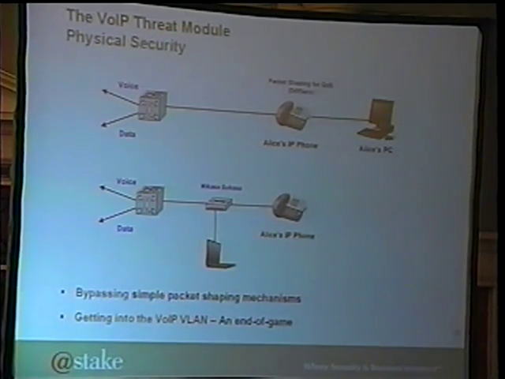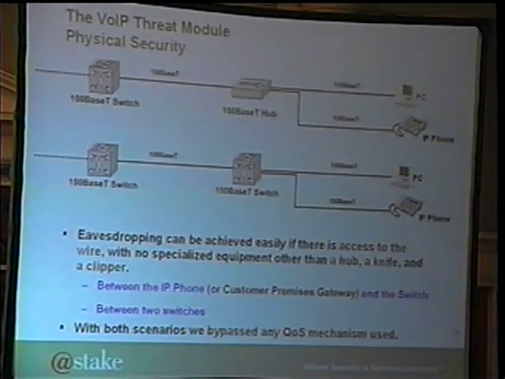And over the voice VLAN, all the party starts, because then I can directly hit all the infrastructure and I can hit all the phones. So if you're telling me that this is the way to secure your infrastructure, well, it's not. Eavesdropping can be easily achieved if we put ourselves between the phones and the switches or the hubs, or even between two switches. That depends on the technology that is being used between the switches, and of course, regular Ethernet between PCs, IP phones, and the hub or switch.